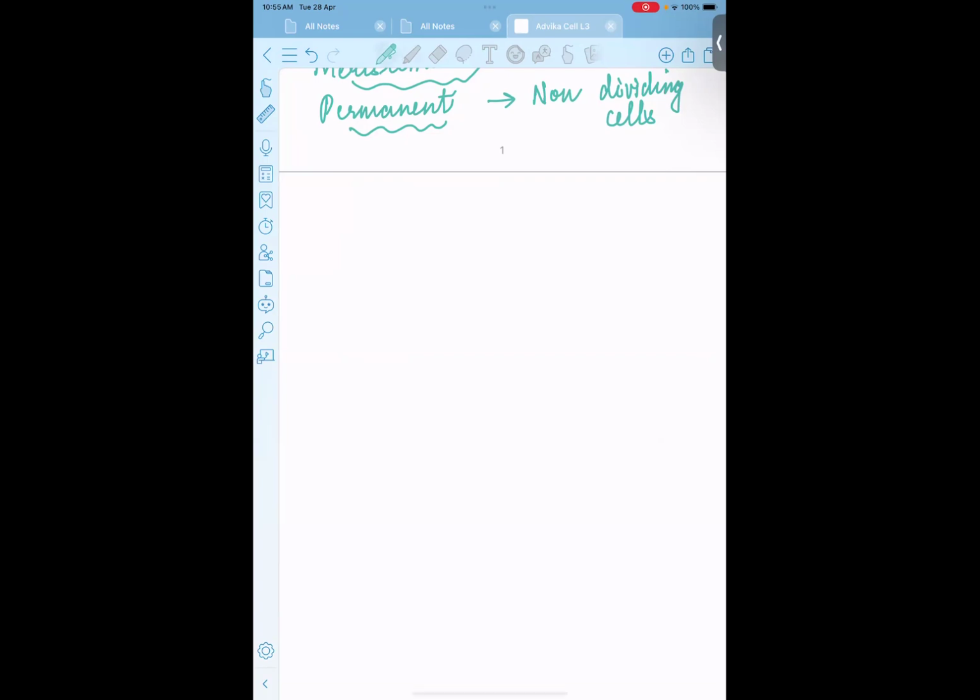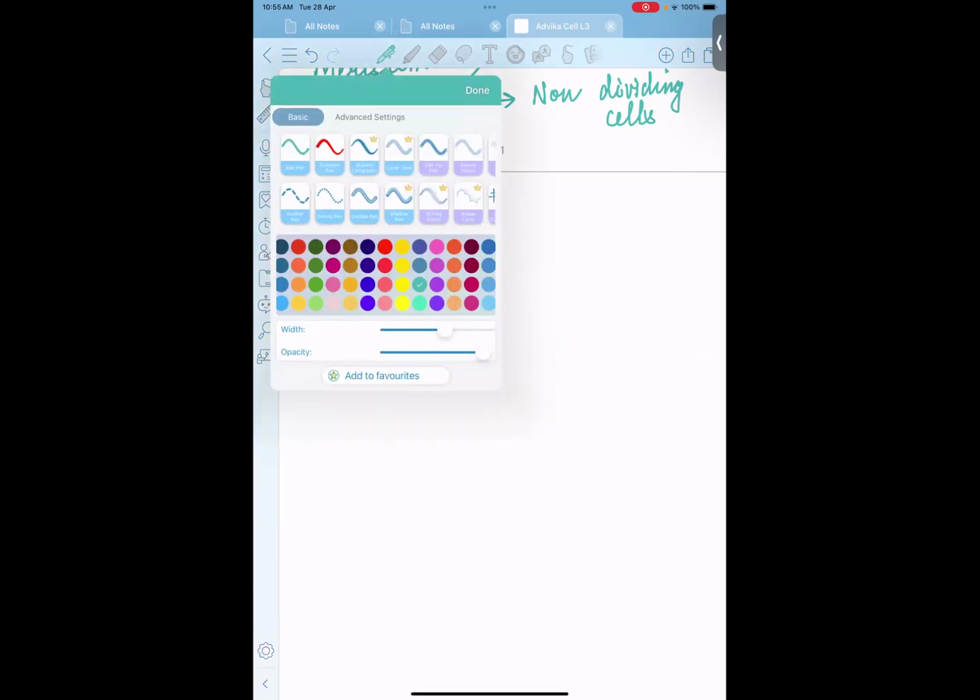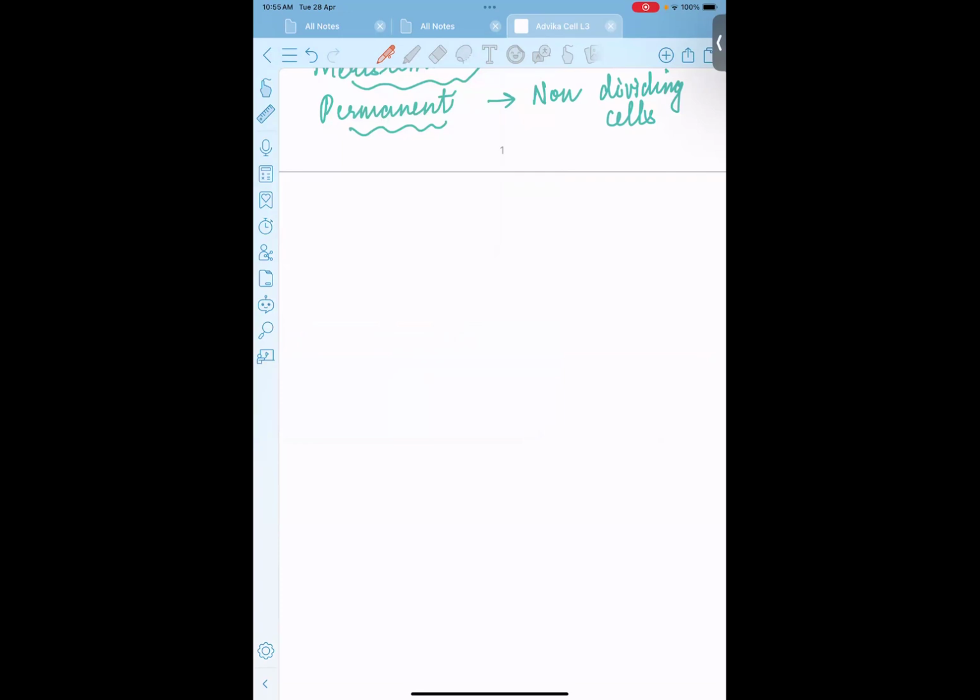Now, the next one is the plasma membrane. What is the other name of plasma membrane?